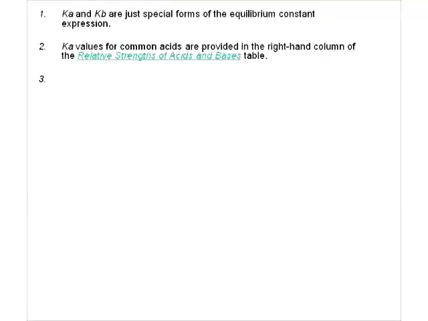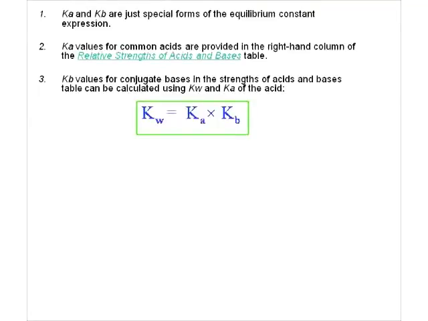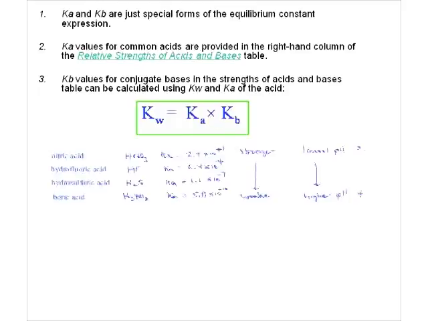Number 3 here, Kb values for conjugate bases can be derived from this expression here. They just did a little bit of mathematics, and they're saying Kw, we know what that is, that's 1 times 10 to the minus 14, is equal to the Ka times the Kb. So this is a constant. Kas you can get from the acid-base table, and therefore we can calculate Kb. So let's have a look at one.